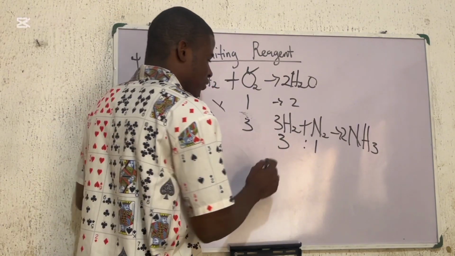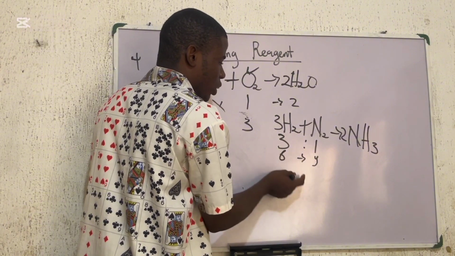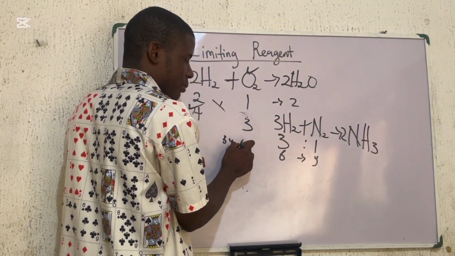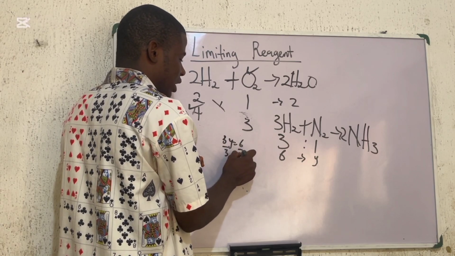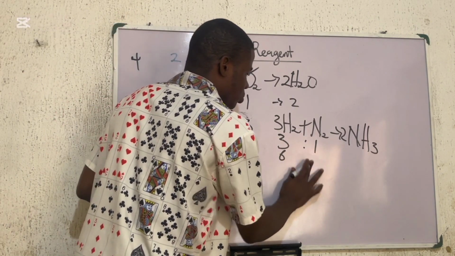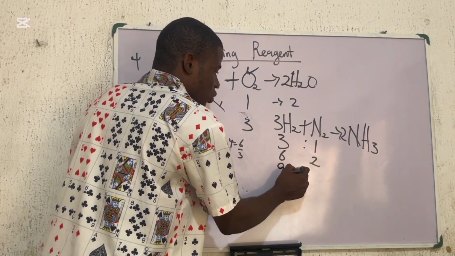Now, since 3 reacts with 1, let's ask ourselves, 6 moles will react with what? Let me call it y, unknown. If I cross multiply, 3 times y, 3y is equals what? 6 over 3. We have that 3 will cancel 3. 6 divided by 3 is 2. We have that 6 moles will react with 2, right?